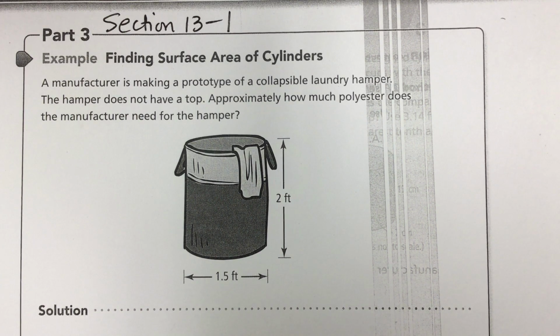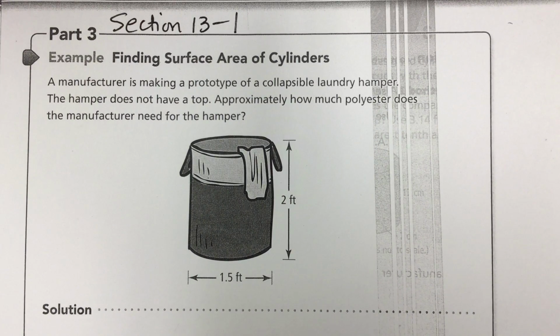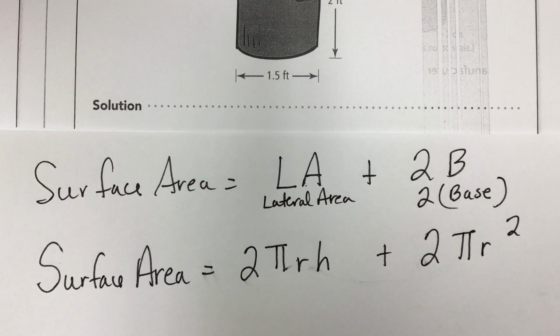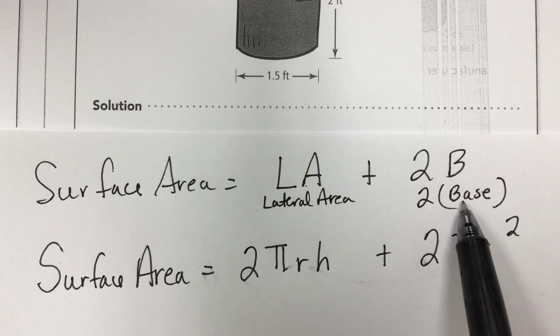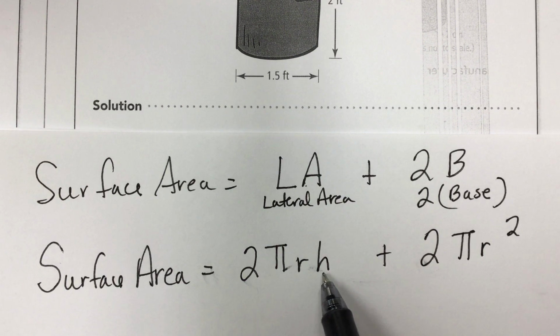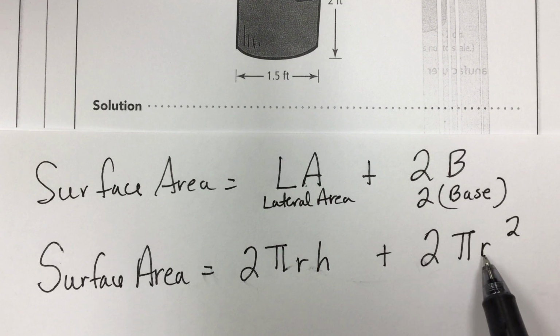To determine the amount of polyester to go around the hamper, we need to determine the surface area. Now, let's remember, surface area is equal to lateral area plus 2 times the base. The lateral area formula is 2 pi r times h, pi being 3.14, plus 2 times pi, 3.14, times r, okay?